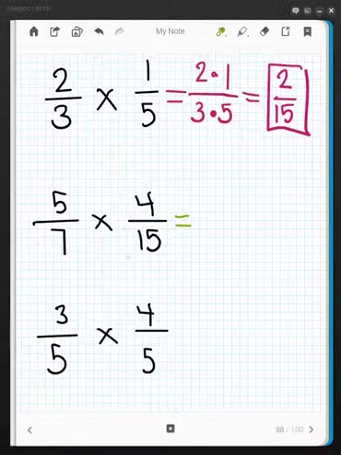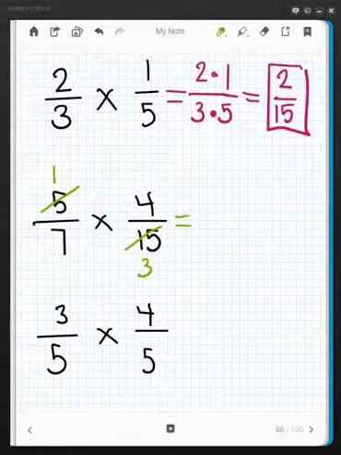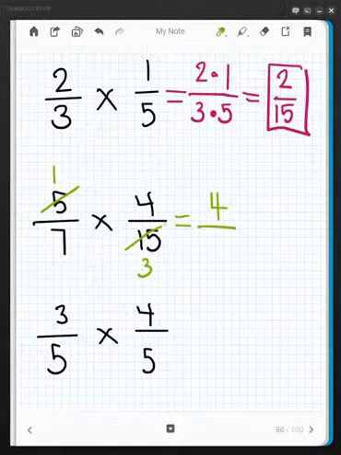So the first thing I'm going to do is notice that the 5 and the 15 have a common factor of 5. So I will cancel those. 5 divided by 5 is 1, and 15 divided by 5 is 3. Now I'm going to go ahead and multiply across. 1 times 4, which is 4, and that goes over 7 times 3, which is 21, and then I'm done.